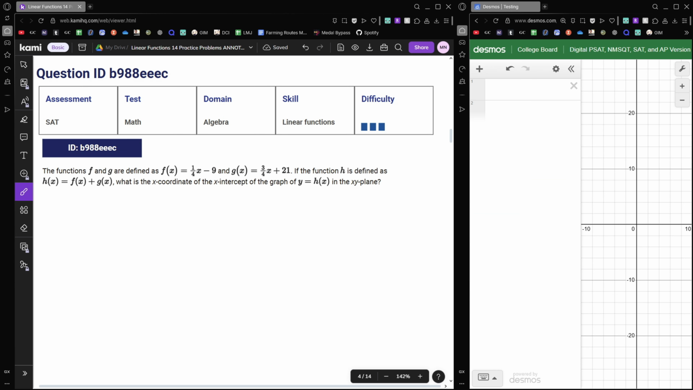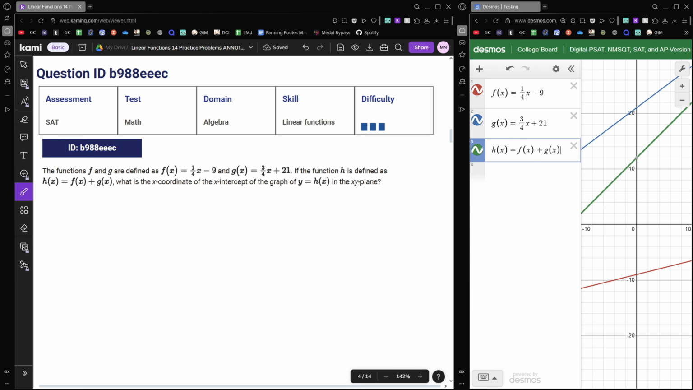Question number 4. The functions f and g are defined as that and that. If the function h is defined as that, what is the x-coordinate of the x-intercept of the graph of y equals h of x in the xy plane? So first, I'm going to type in our two functions f and g exactly as they're shown into Desmos. Alright, so here's our two functions. Now as for our last function, they say the function h is h of x is equal to f of x plus g of x.